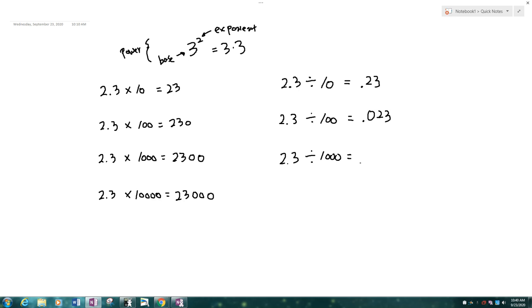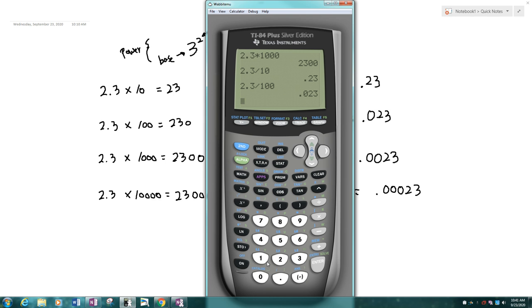If I have 2.3 divided by 1000, you guys already know it's going to be 0.0023. If I have 2.3 divided by 10,000, then you know it's going to be 0.00023. So let's confirm. On my calculator, 2.3 divided by 1000 is 0.0023. 2.3 divided by 10,000 will give you, oh, now it's beginning to give you the scientific notation. By the way, this E means base 10. So 2.3 times 10 to the negative 4. That's what they're talking about.